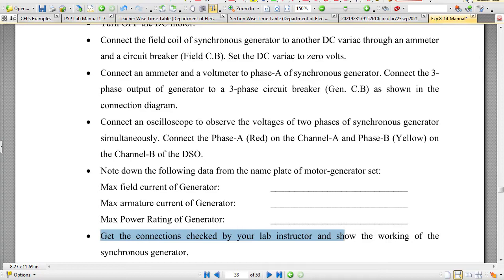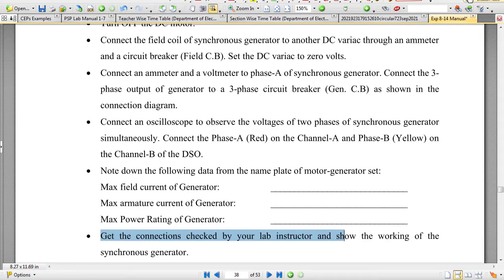There will be a comprehensive viva in this experiment for all the students who are performing it. The main question will be: students must know the conditions of synchronization required to synchronize a generator with the bus bar. Second, students must know how to change the reactive power and active power of the generator when it is connected to the grid, and must know how to change the voltage and frequency when the generator is operating in standalone condition.